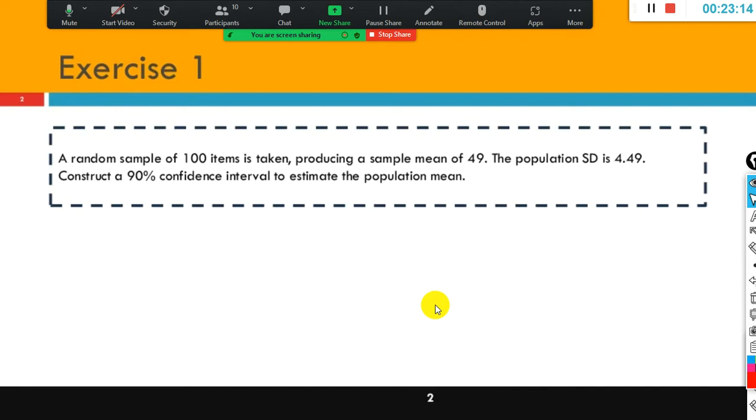We do not know the true mean, but the population standard deviation is given. So hence we can use the z distribution. We need to construct a confidence interval to estimate the population mean. So how do we find out? We know the sample size is 100, and the sample mean x bar and the population sigma are given, and we need to find the 90% confidence interval.